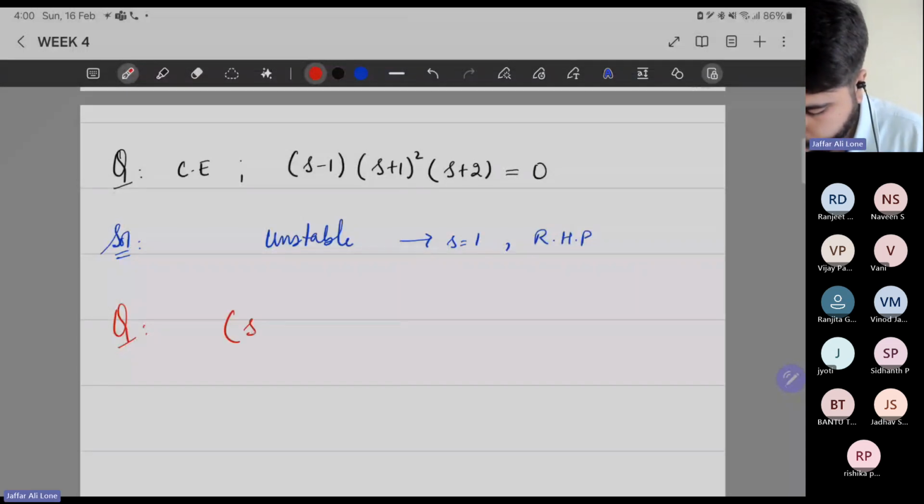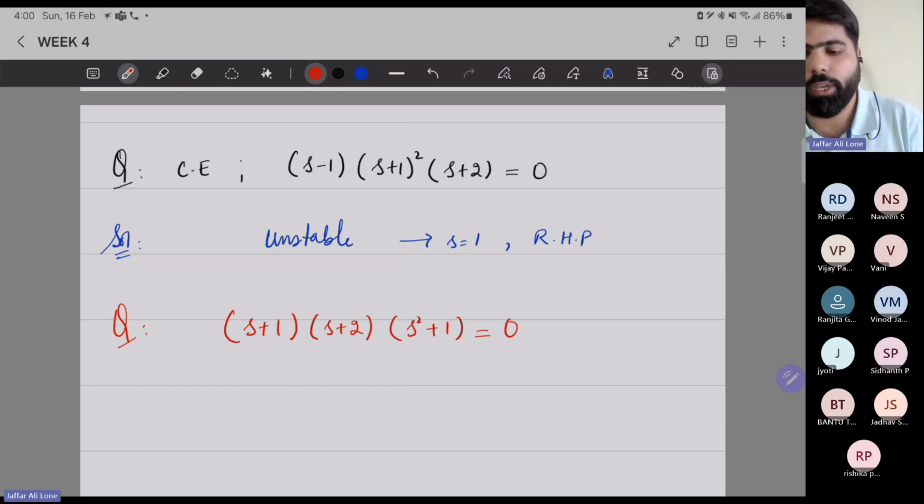This question, the characteristic equation is given by (s plus 1)(s plus 2)(s square plus 1) is equal to 0. And by the way, you said that there are repeated poles there. Are they repeated or simple poles? S plus 1 is equal to 0. Then what should we get? Anyway, we'll come to that later. First, solve this question. Real pole. It is not imaginary.